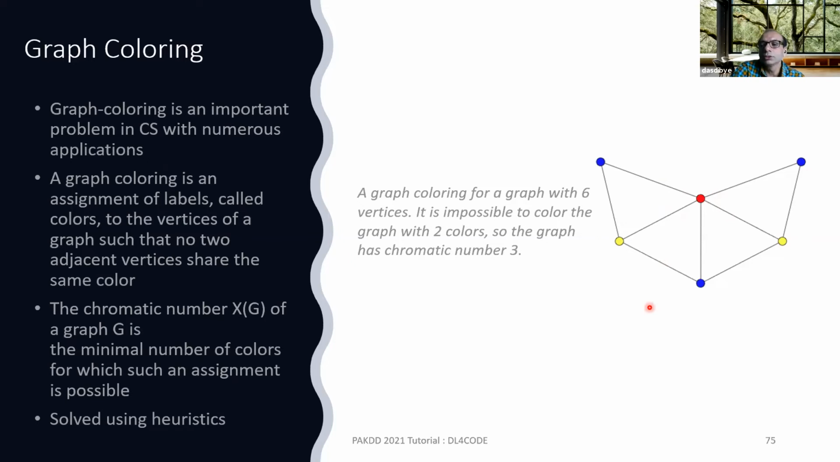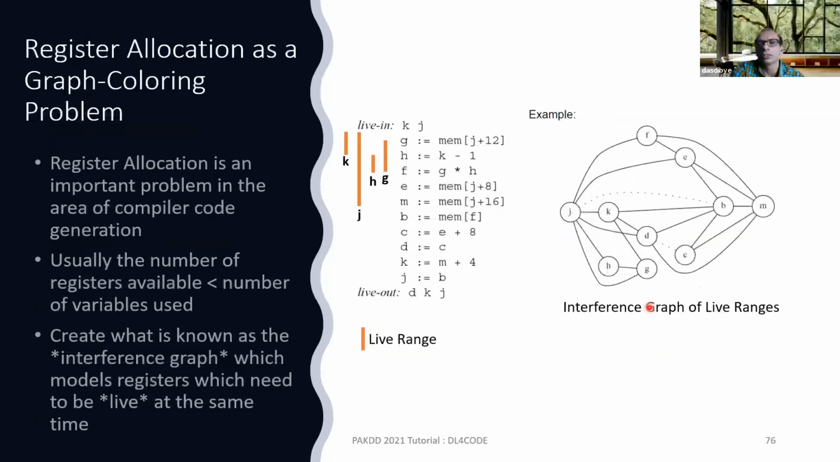And what is this used for in the register allocation problem? Graph coloring has been used in many heuristics in computer science, but what is used in the register allocation problem? As I told you earlier, register allocation is a very important problem in compilers because we want to keep things not in memory, but in registers, so that things become faster. I don't want to go to memory back and forth.